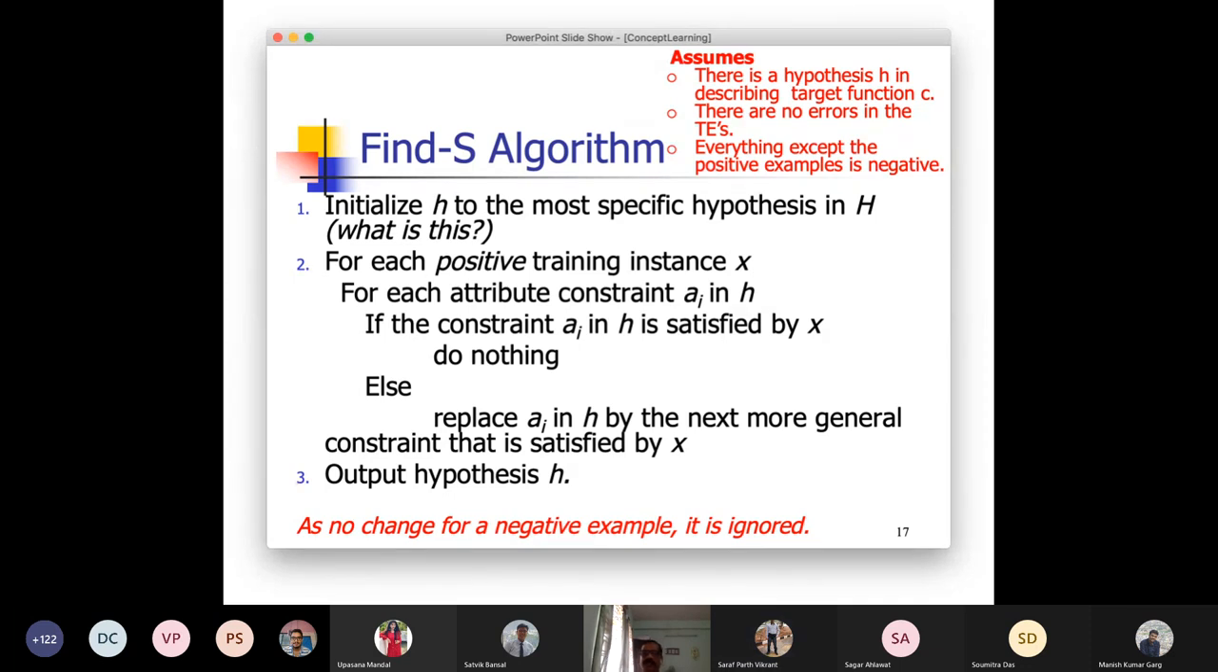So those are the assumptions. There is no contradiction in the negative examples, and there is a hypothesis H describing the target function. Here we are not really checking whether there exist contradictions, or whether the hypothesis is really empty. You will always get a hypothesis with respect to these assumptions. And there are no errors in the training examples. This error is relative to this definition now. If there is any contradiction, we assume there is an error. Everything except the positive examples is negative. So that is the condition of the hypothesis that you are selecting.